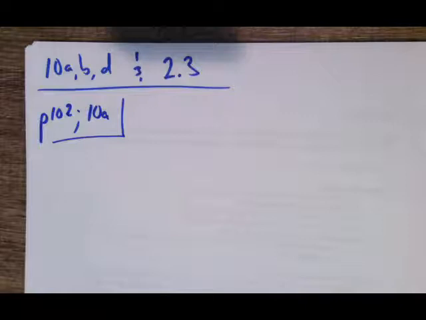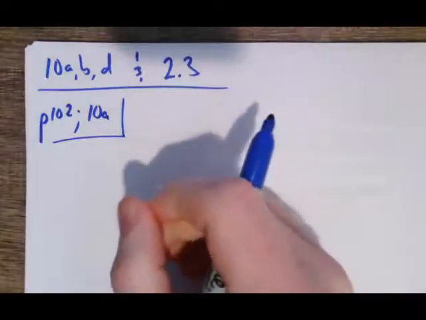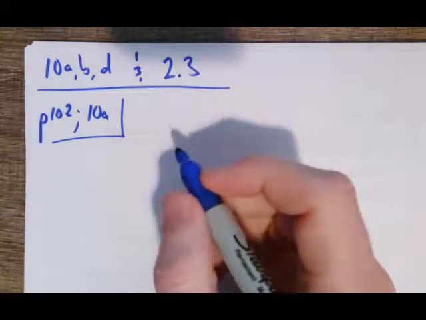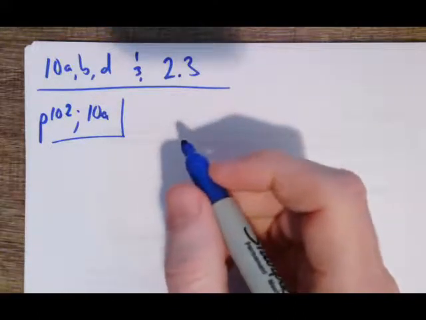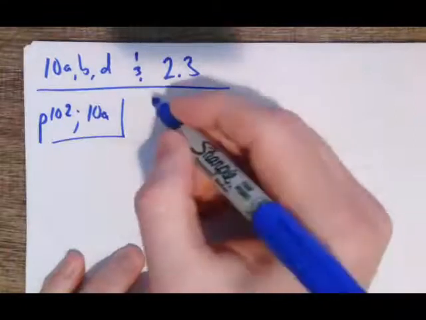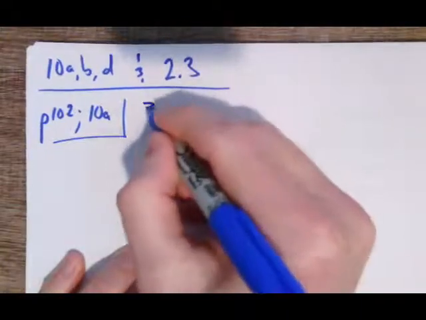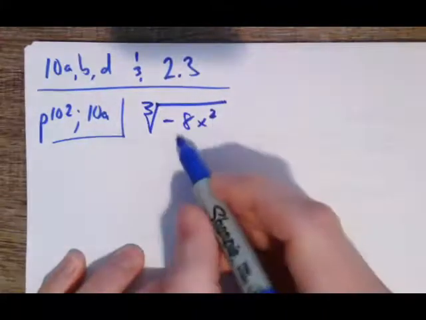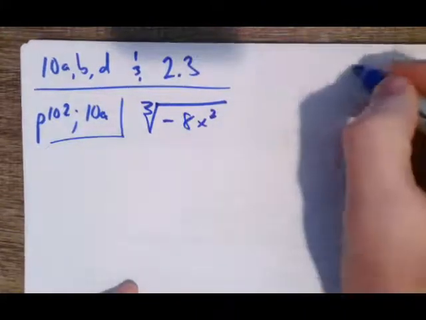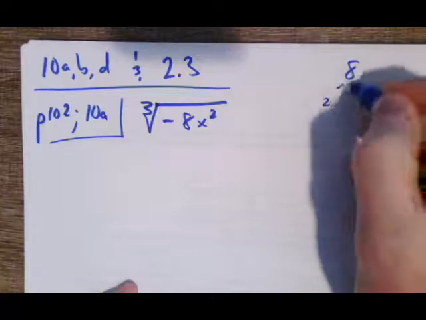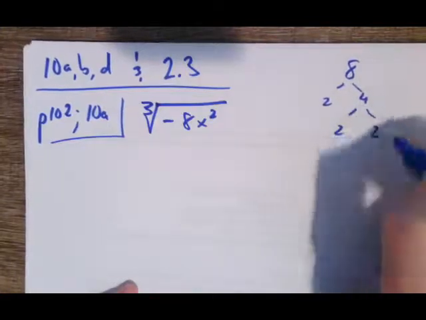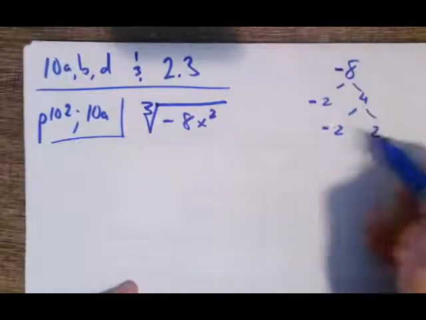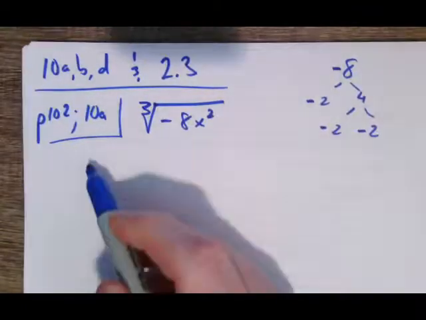Write the values of the variable for which each radical is defined, and then simplify the radical if possible. Okay, so we have the cube root of negative 8x squared. Negative 8, remember 8 is 2 times 4, which is 2 times 2. So 8 is 2 cubed. We have a negative 8 here. We make each of these negatives, that works. So we can pull out the negative 2.